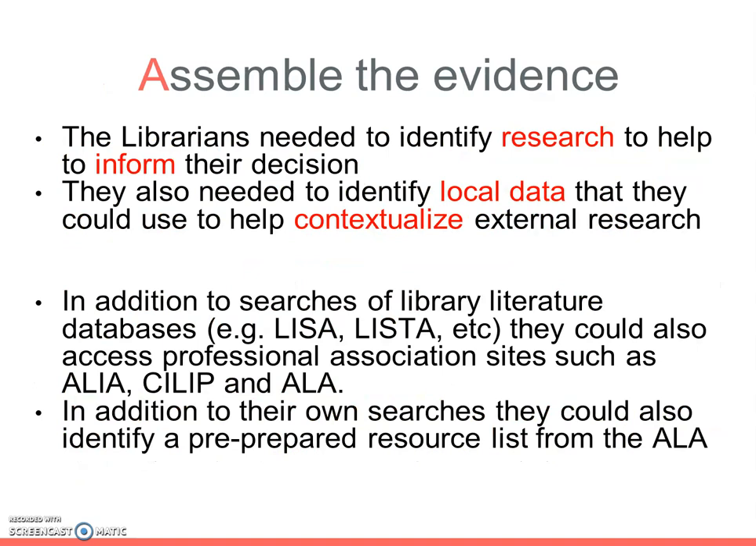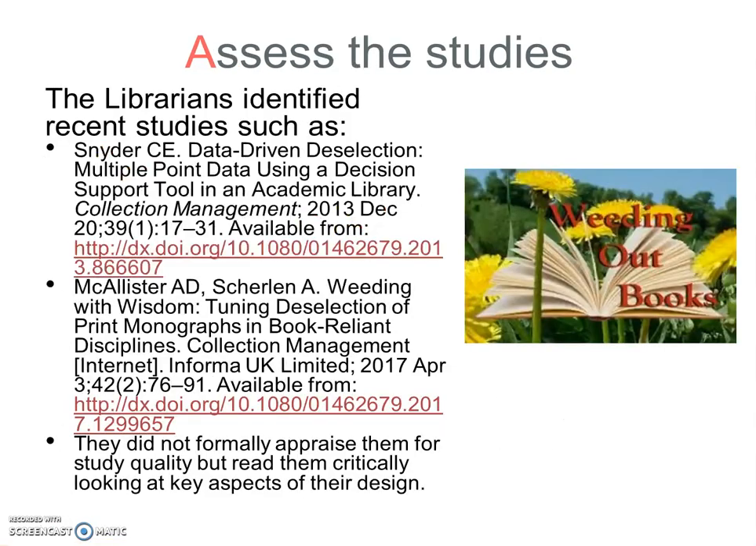So the second A is to assemble the evidence, and here the librarians decide a need for research to inform their decision, but local data to help contextualize that external research. And so they have a number of measures that they can follow through, searching LISA and LISTA. LISTA is a free online library literature database, and checking out professional association sites for guidance. That leads them to a pre-prepared resource list that we've identified earlier from the American Library Association.